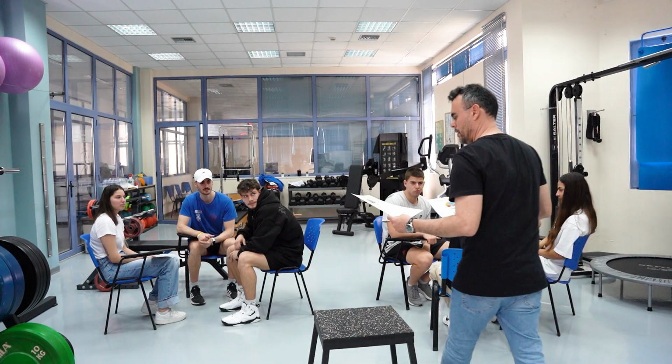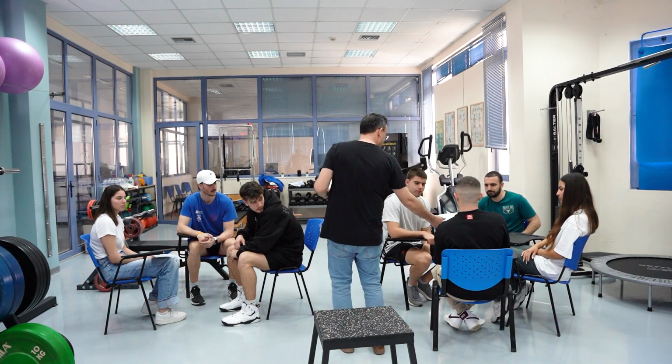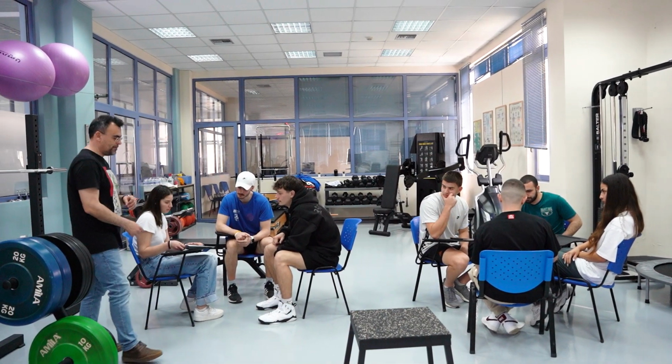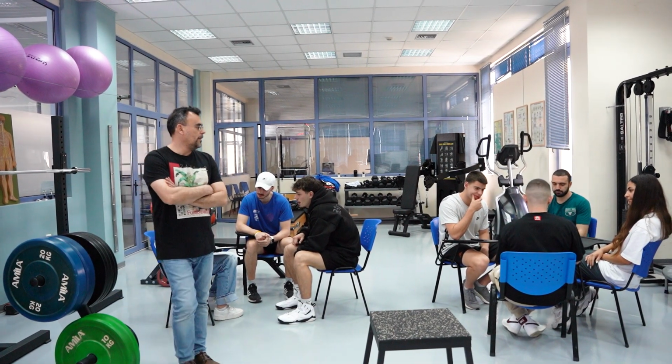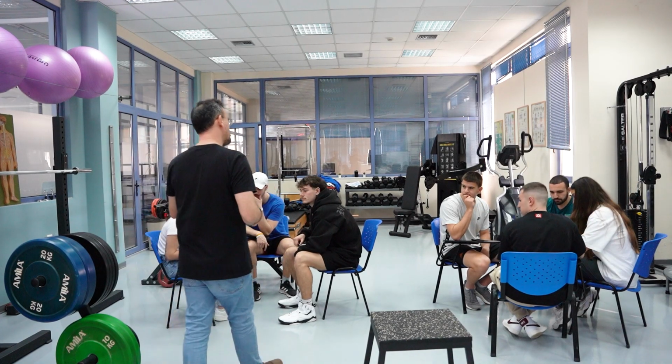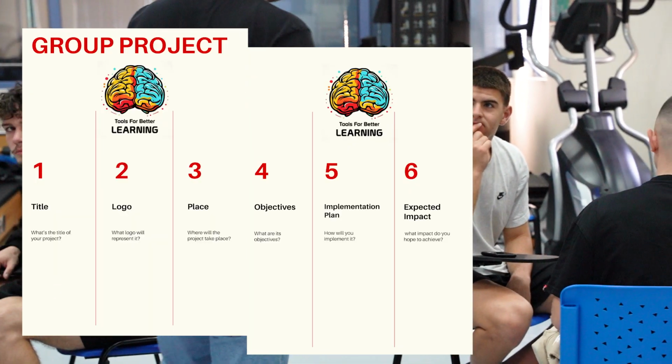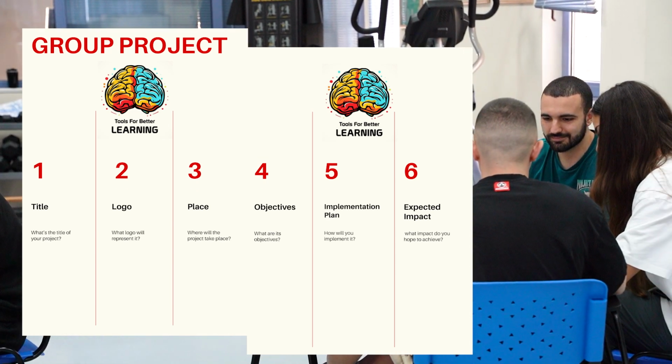You'll receive a worksheet with 2 sides. A list of fundamental human rights to inspire your project. A table to guide your project development, including sections for title, logo, place, objectives, target audience, implementation plan, expected impact. Here's how to execute the activity.